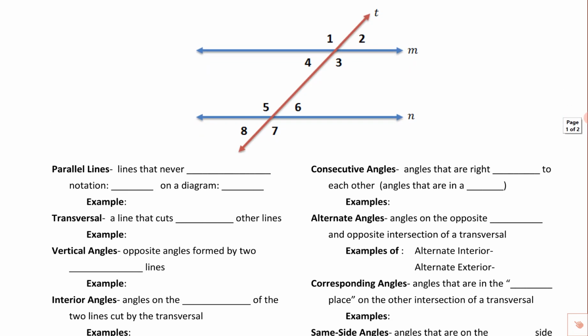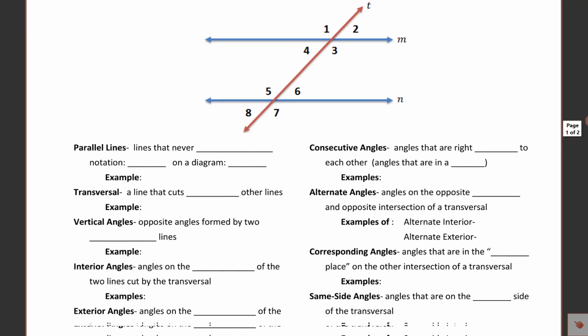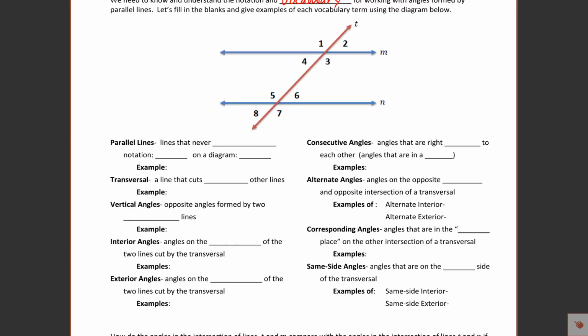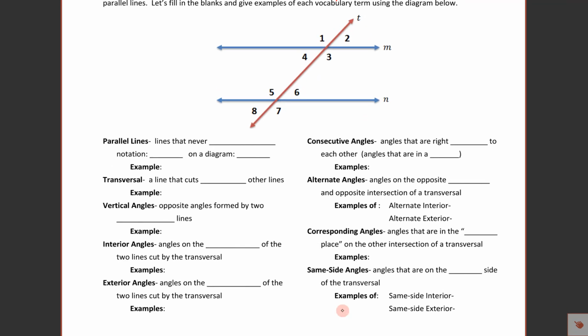So I've got this diagram right here, and that diagram has a line that's in red. That's line T. And then we've got this line right here. It's line M, and this is line N. And then each one of these angles is numbered. So it looks like we've got 8 angles all together here. So let's make sure we're clear on how this works. I'm going to slide this down so we can see everything here. Okay, that looks pretty good. We can see everything on here.